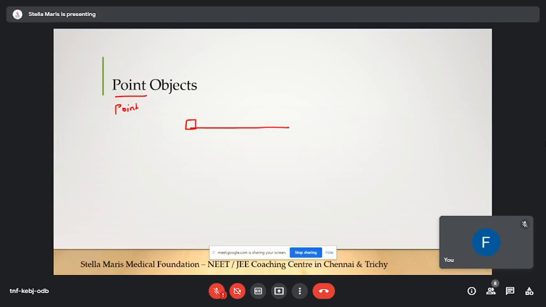And there are two conditions to consider an object as a point object. The first one is the motion should be along a straight line. The motion of an object should be along a straight line.